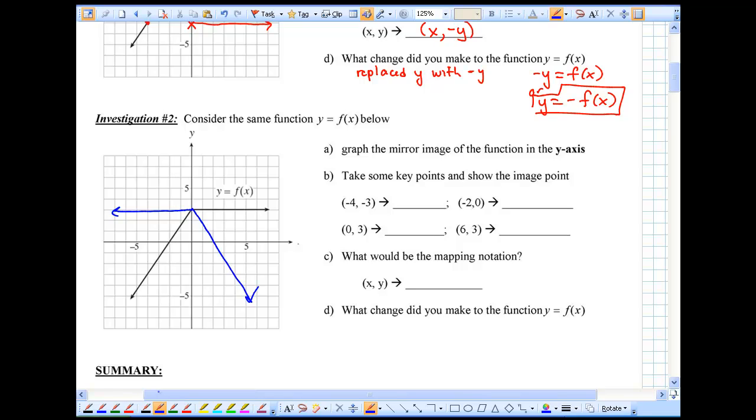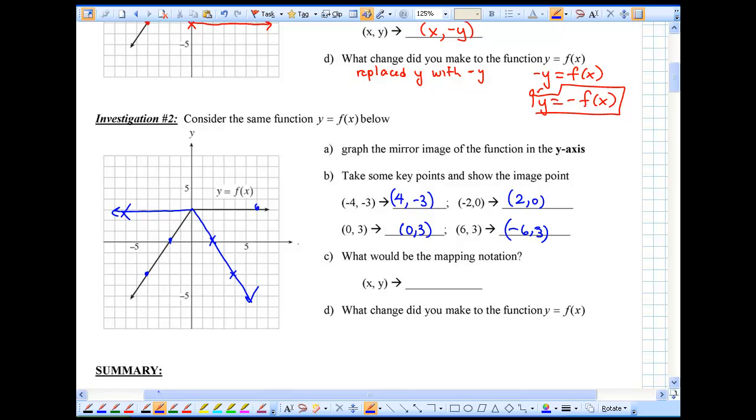Taking those same key points, -4, -3 became now +4, -3. -2, 0 became now +2, 0. 0, 3 stays the same. And then 6, 3 became -6, 3.